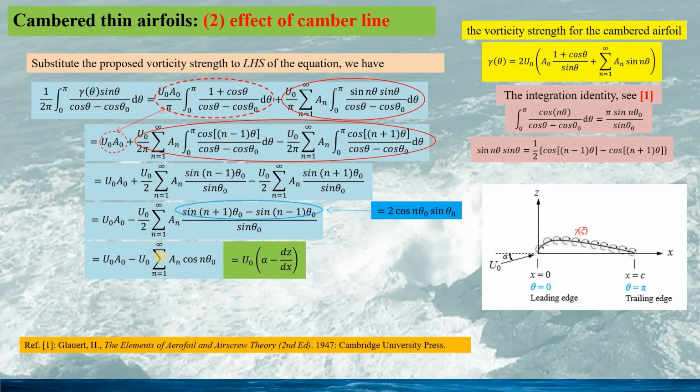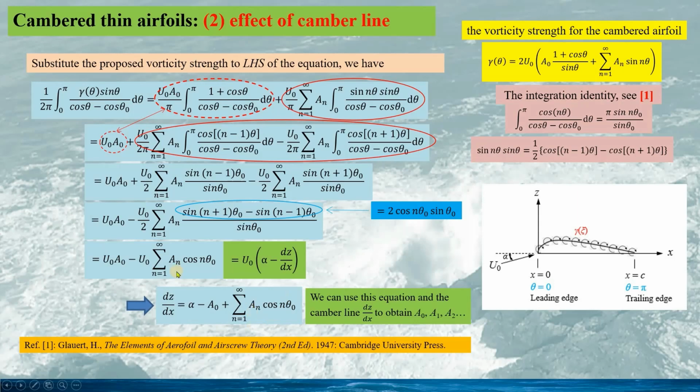And if we apply the left-hand side term, we have this. Therefore, we can rewrite the equation in this form. This is the equation for building the relation between the camber line and the coefficients A0 and An here.